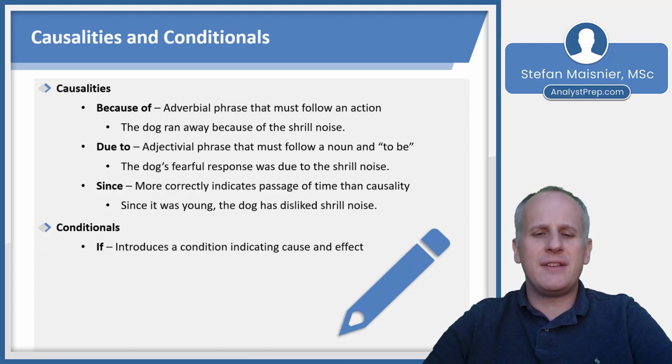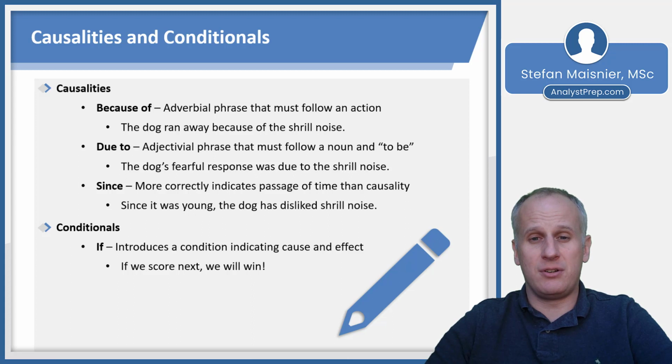So, if introduces a condition that indicates explicit cause and effect. So, if is like, if this happens, then the next thing will occur. So, it would be acceptable to say, if we score next, we will win, because that's the condition that must be met to win. I can't say whether we score next, we will win, because that makes it sound like, I don't know, whether, do we or not?